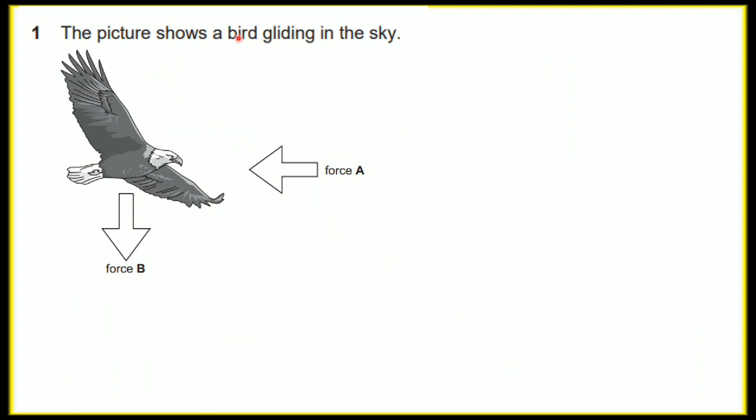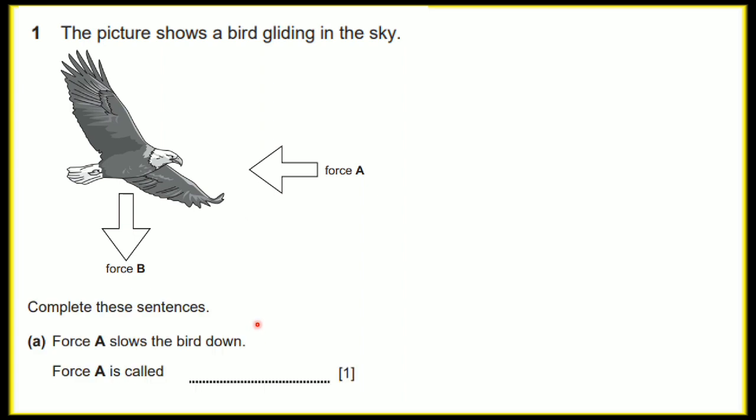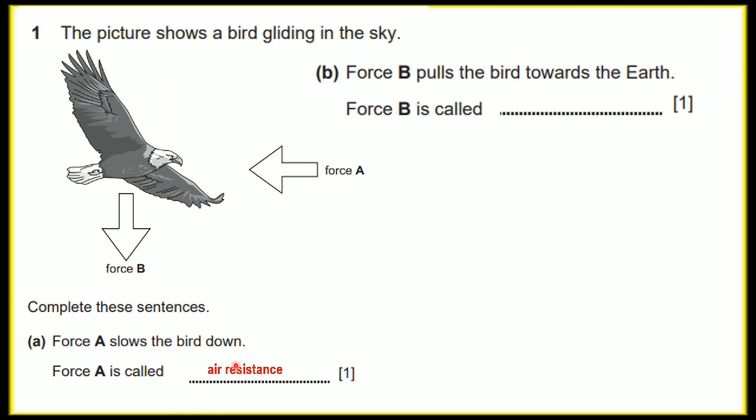The picture shows a bird gliding in the sky and two forces are acting on it. This is force B and force A. Force A slows down the bird. This is called the drag force or air resistance. Force B pulls the bird towards the earth. That is called the weight or gravitational force.